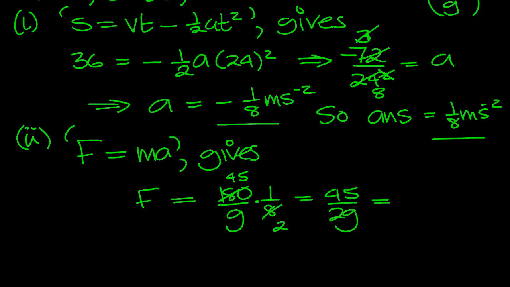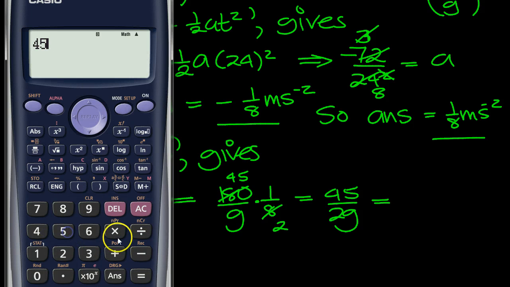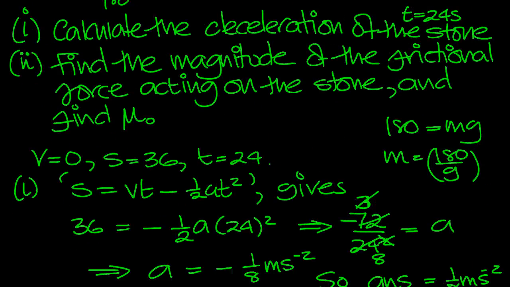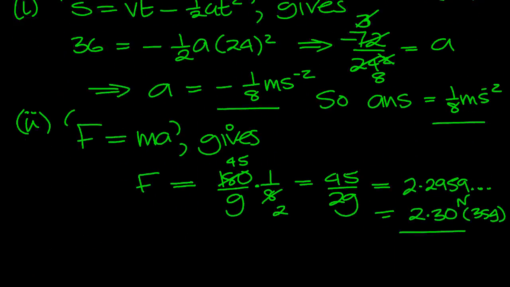45 divided by 2 times g equals 2.2959, which equals 2.30 to 3 significant figures, newtons. So there's the force then, part 2, and find mu.